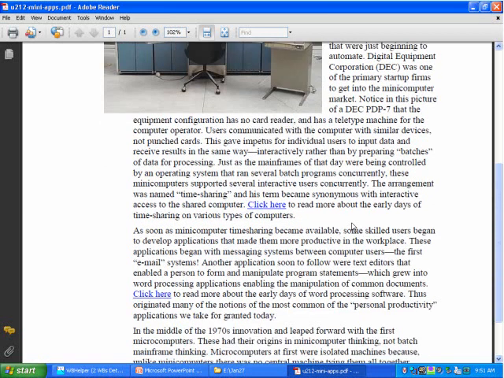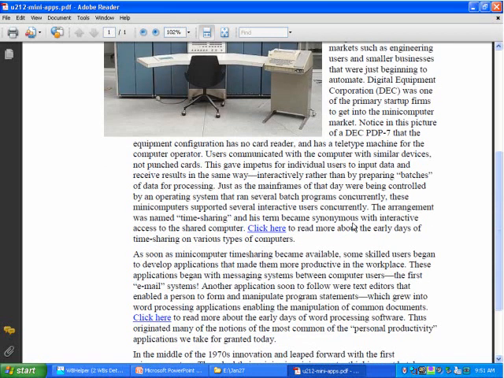A text editor, you might think of as a word processor, but it's very dumb. It has no formatting capability. It simply captures characters. And an equivalent on IBM PCs is the Notepad program. You can find that in accessories.